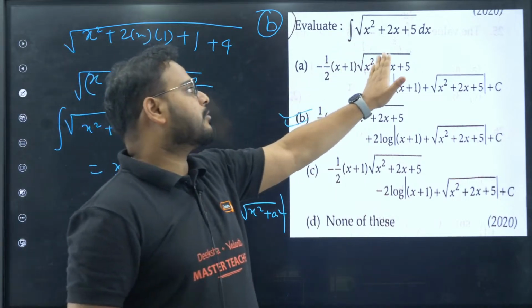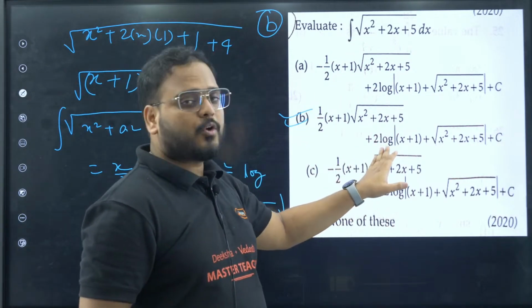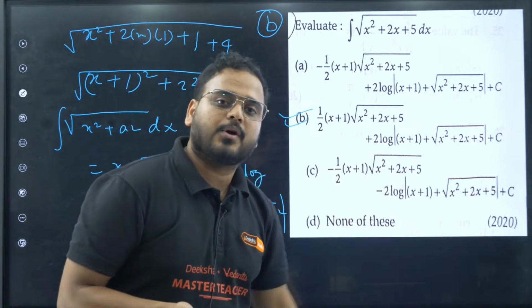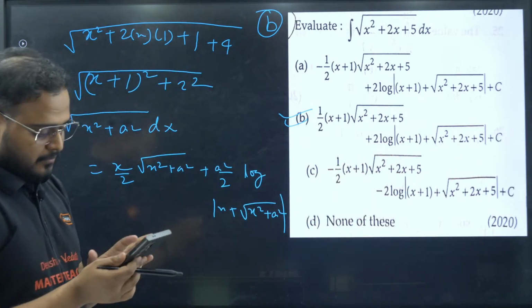What is the root here? X square plus 2x plus 5. Okay. Again, 2 is the log of x. What is the x value in this case? X plus 1. So right here, x plus 1 plus the same root repeats. Option B is correct.